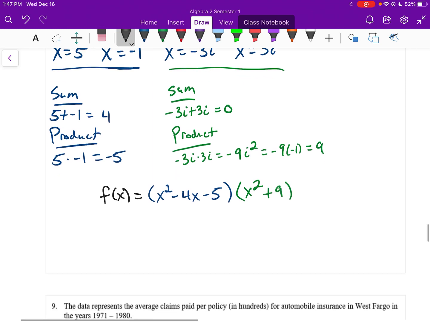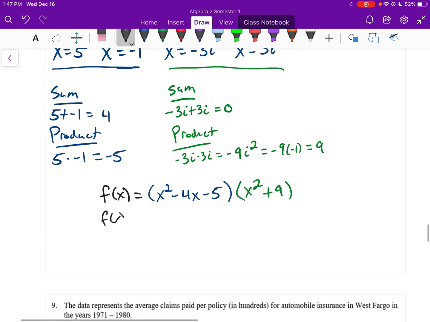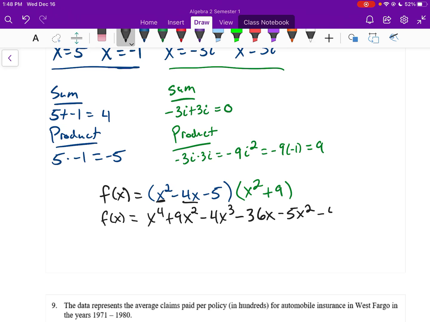Now, we still need to multiply that through. So f of x is equal to x squared times x squared, which is x to the 4th, x squared times 9 plus 9x squared. Okay, done with the x squared term. Negative 4x times x squared will give me minus 4x cubed, and then minus 36x. So done multiplying with the negative 4. Taking that negative 5 now, minus 5x squared minus 45.